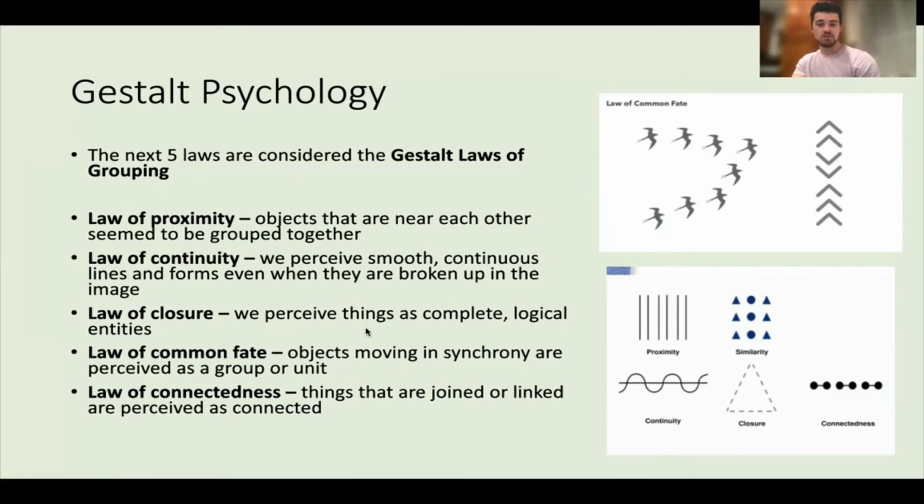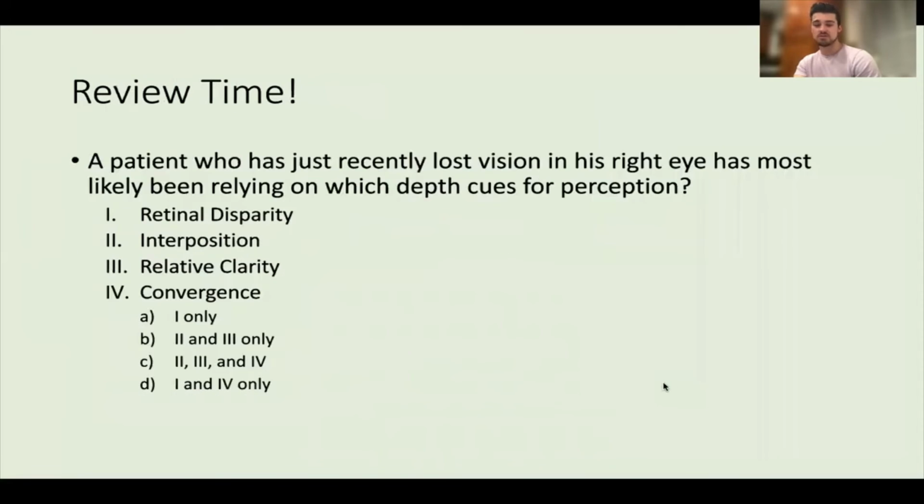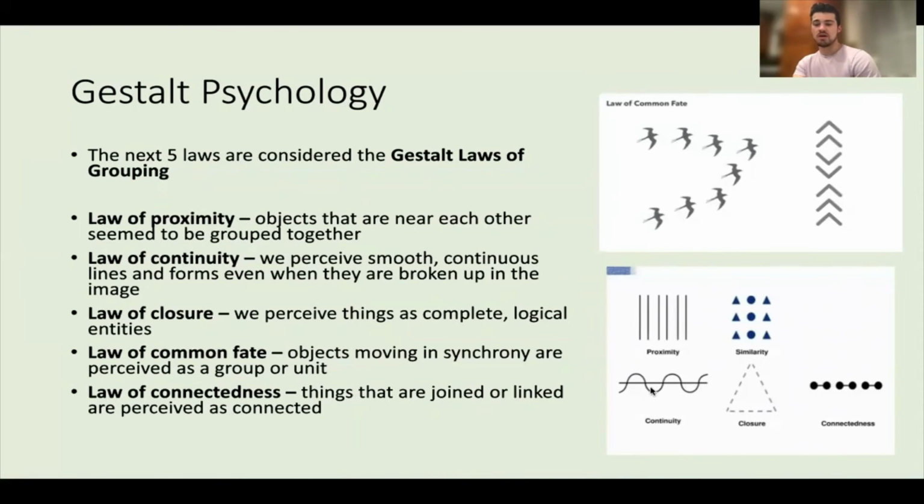The law of continuity, we perceive smooth, continuous lines and forms even when they are broken up in the image. So we can look right over here, this continuity. These curves in this line don't necessarily have to be continuous, because they could be broken up by this line right over here, this straight line. So this could just be a series of alternating semicircles, but because of the law of continuity, we're going to perceive it as one continuous squiggly line.